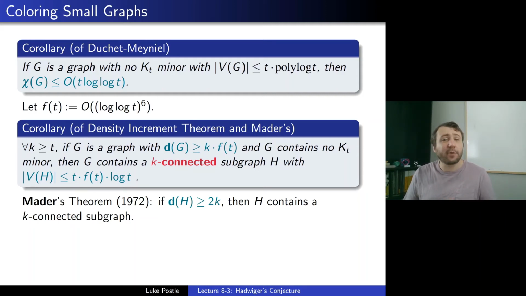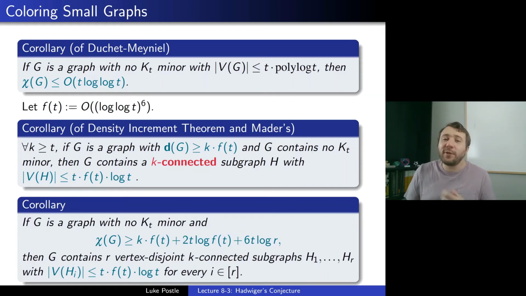Why do I say subgraphs, plural? Well, you can actually repeatedly do this. So let's go through that. If G is a graph with no K_t minor, and chi is some value, like the k f(t) you need for the above theorem, and then something like t log f(t), which is like log log log, that's not bad, and 6 t log r, then you actually can find r vertex-disjoint k-connected subgraphs, H_1 up to H_r, that are all small.